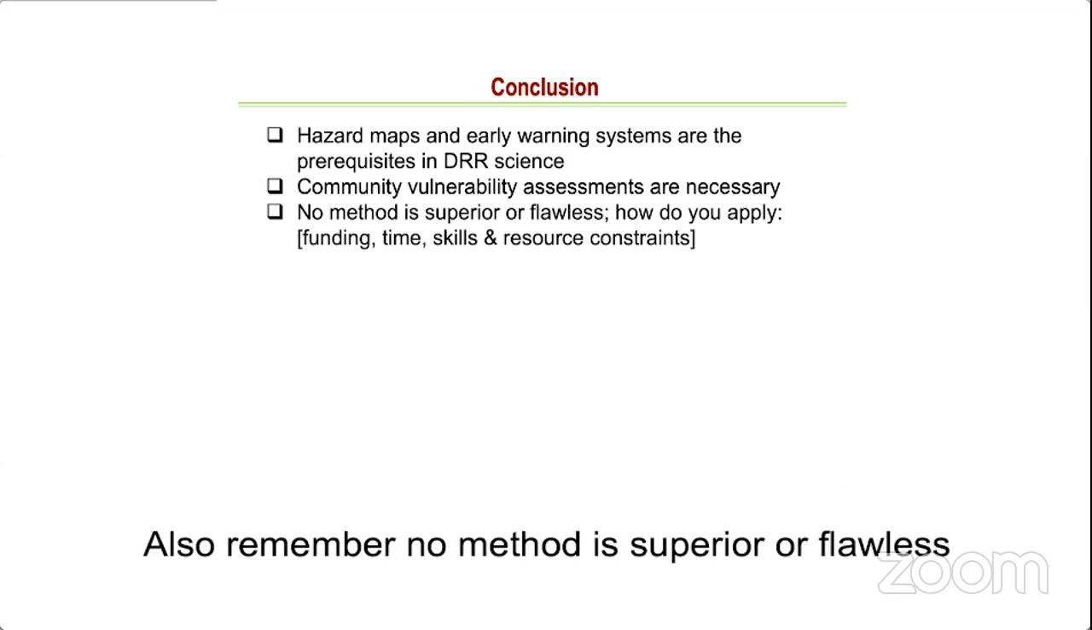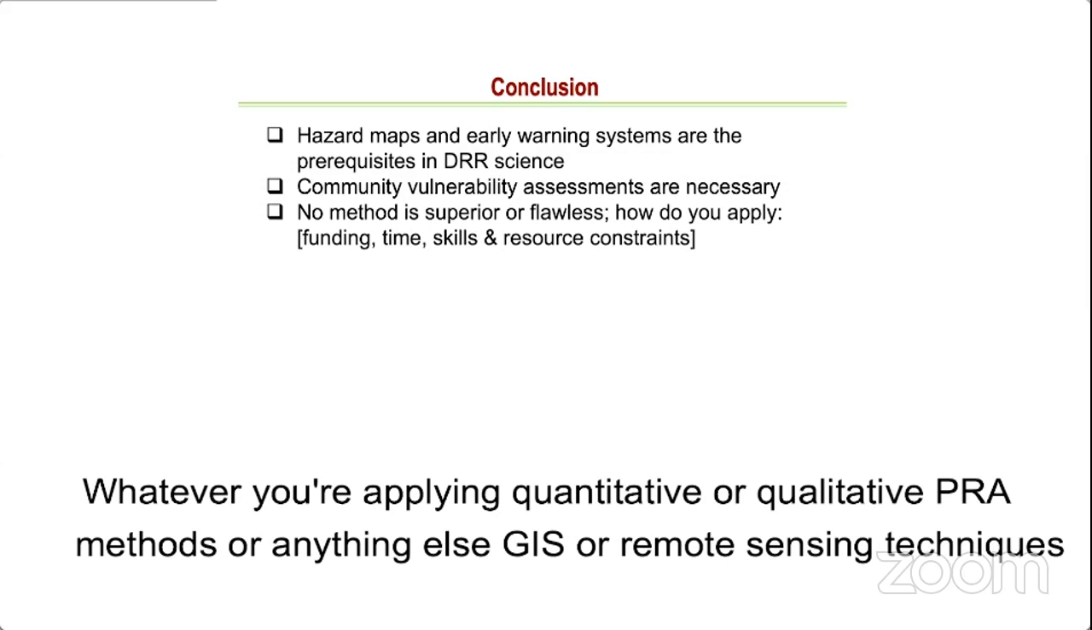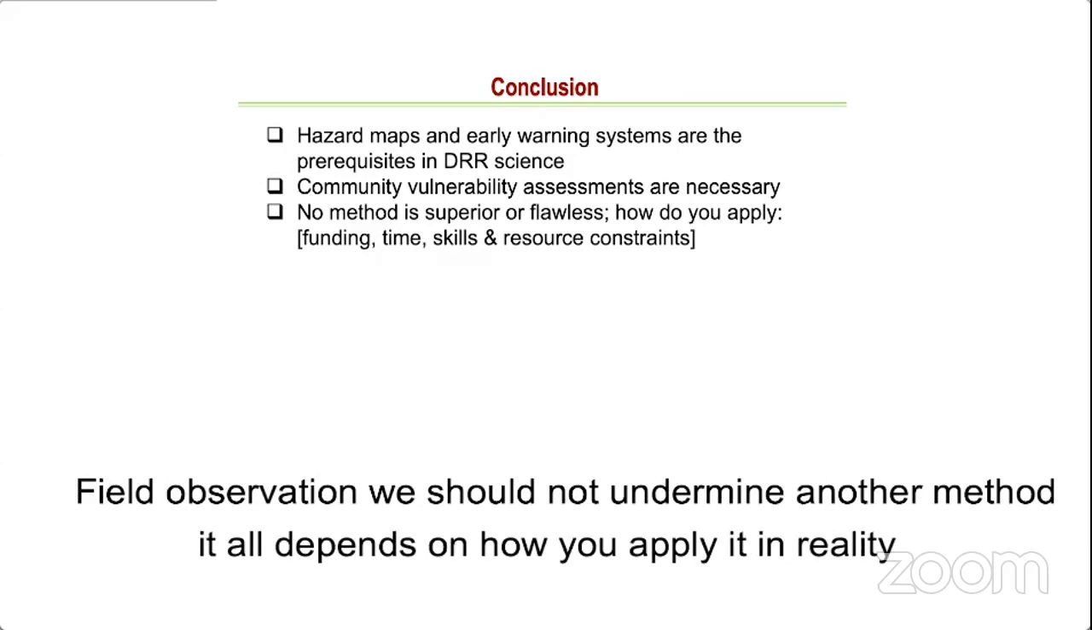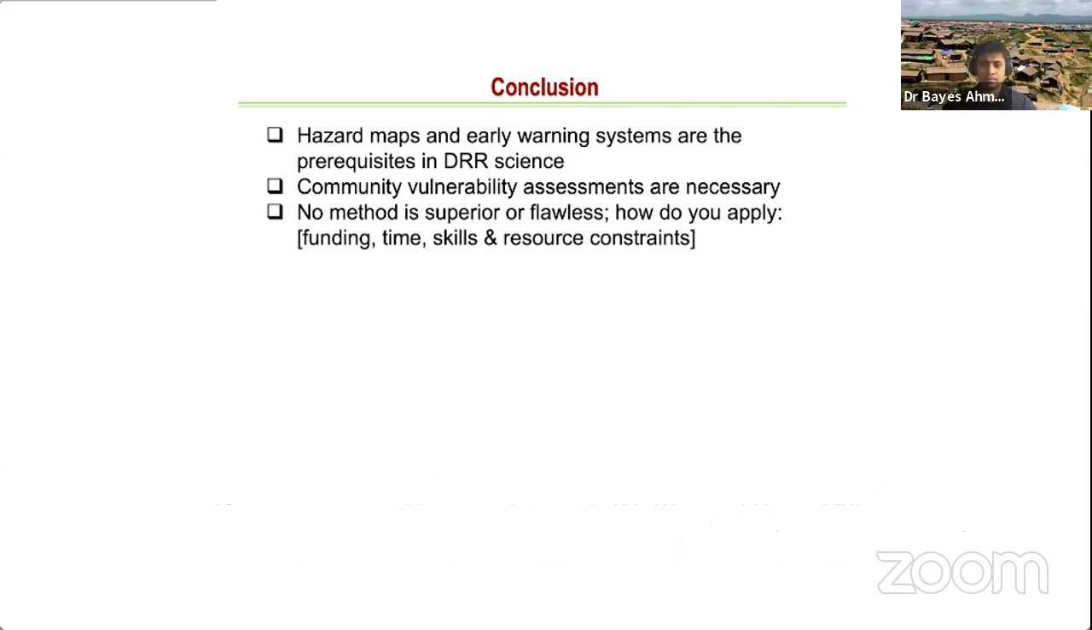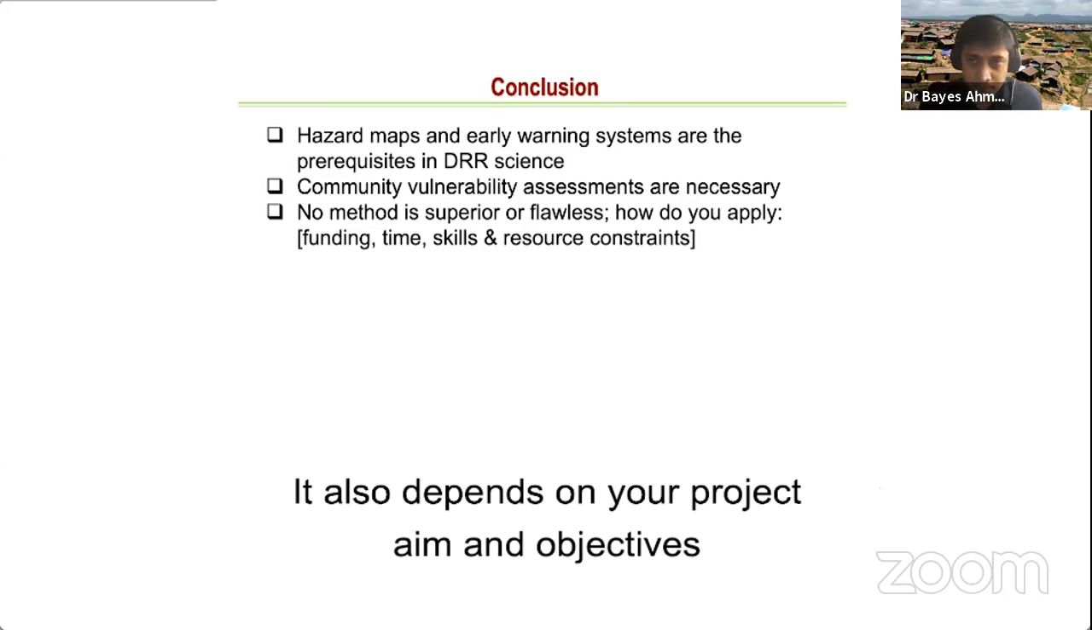Also remember, no method is superior or flawless. Whatever you are applying, quantitative or qualitative, PRA methods, or anything else, GIS or remote sensing techniques, field observation, we should not undermine another method. It all depends on how you apply it in reality. It also depends on the funding, time, skills, and other resources, whether you have those or not. It also depends on your project aim and objectives.